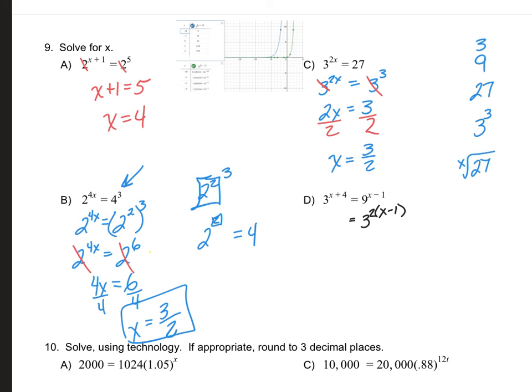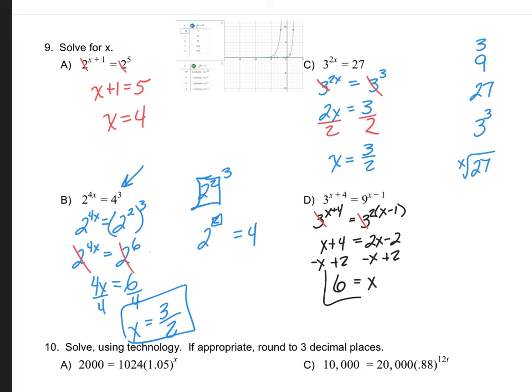And 9 is 3 squared. That would give us the common base of 3. Remember, do not divide by 3. So with the common base of 3, we can cross those out, and we're left with x plus 4. And I'm going to go ahead and distribute the 2 to the x minus 1, and that is 2x minus 2. We subtract the x from both sides, and we add the 2 to the other side.